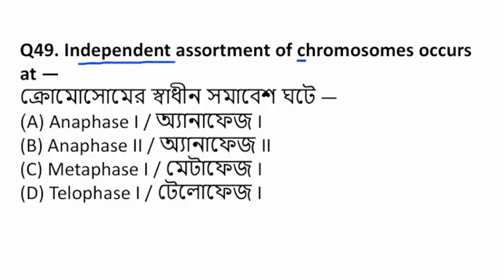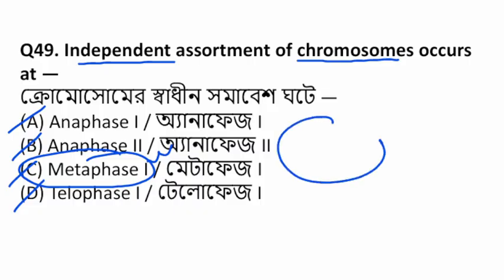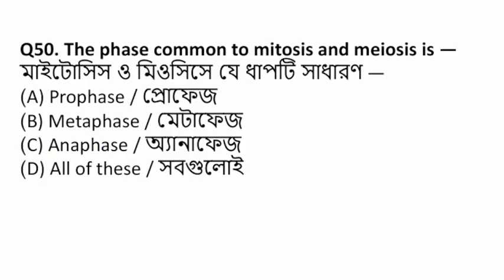Independent assortment of chromosome occurs at which stage? Anaphase 1, anaphase 2, metaphase 1 or telophase 1. Independent assortment, the alignment basically occurs at the metaphase 1, যেখানে ক্রোমোজোমগুলা একদম ইকুয়েটরের মধ্যে অ্যারেঞ্জমেন্টটা হবে। That will ensure the independent assortment in the subsequent stages of cell division.